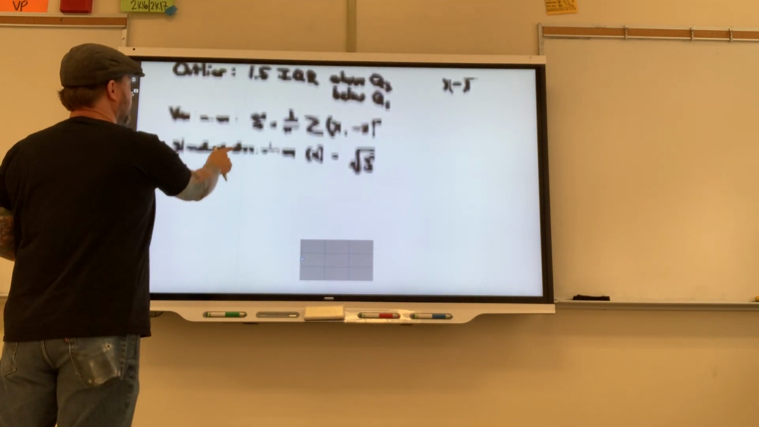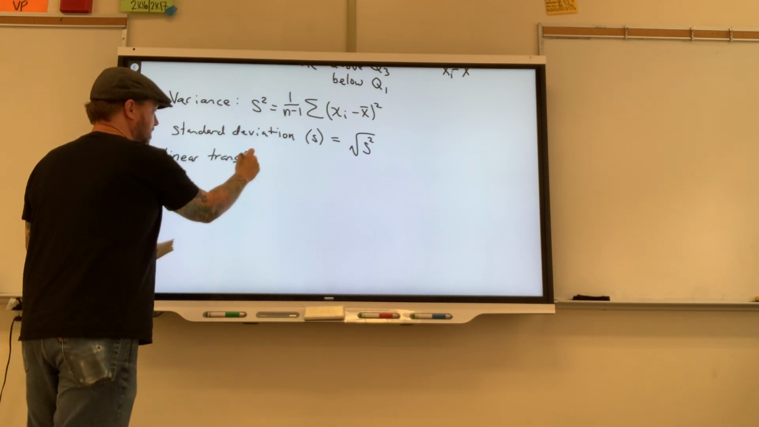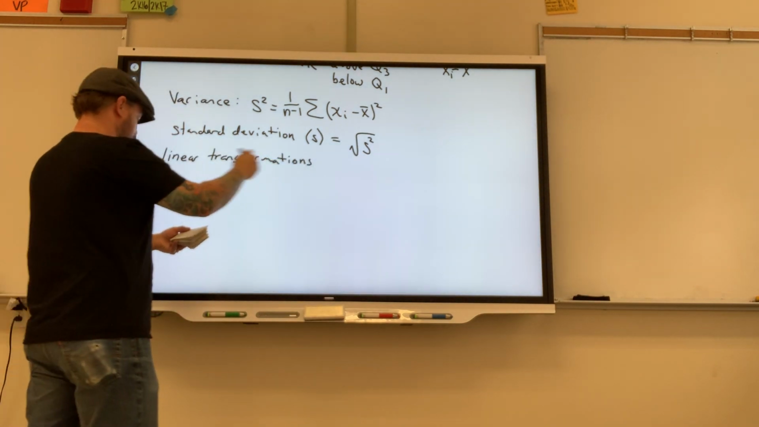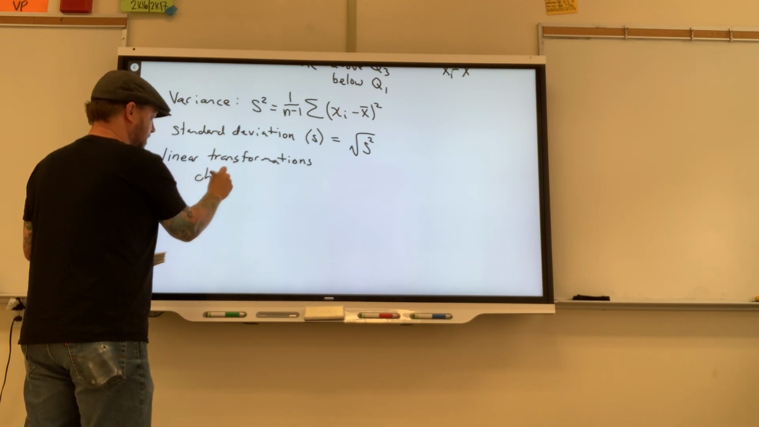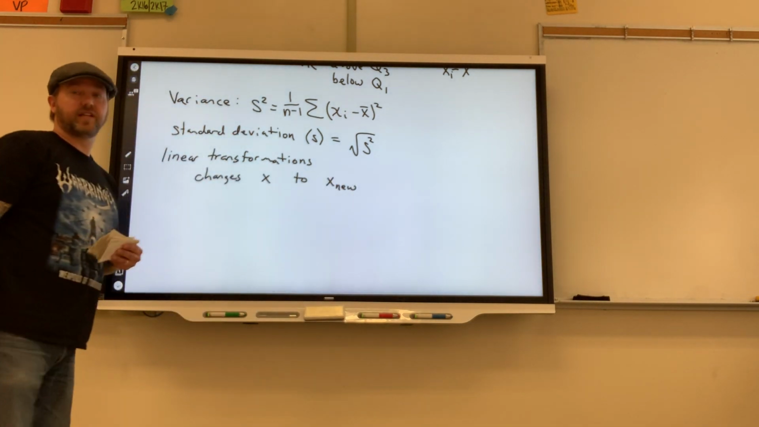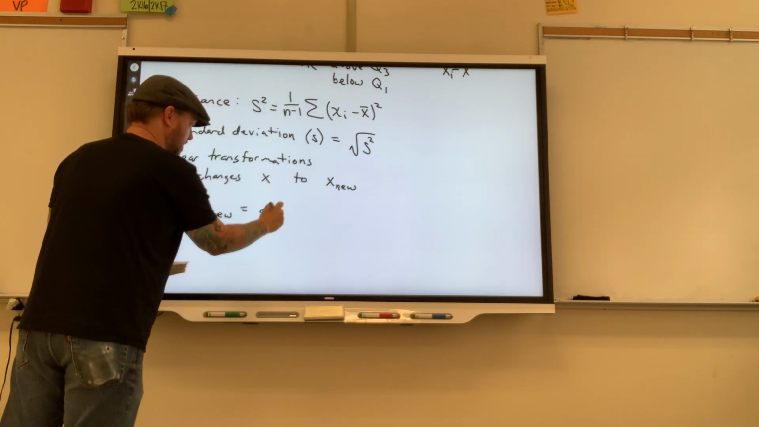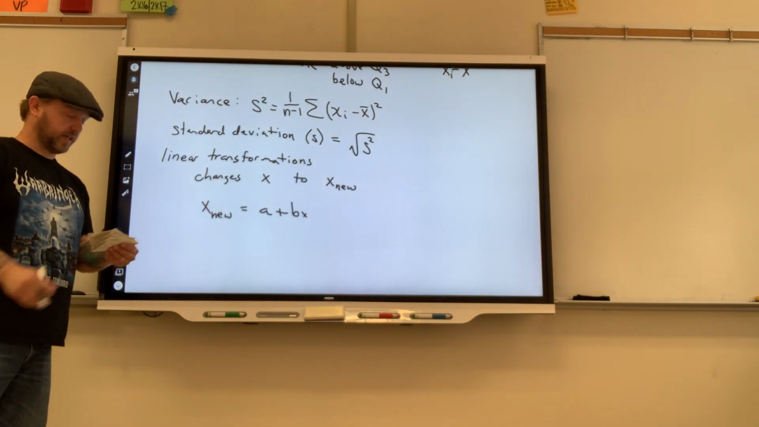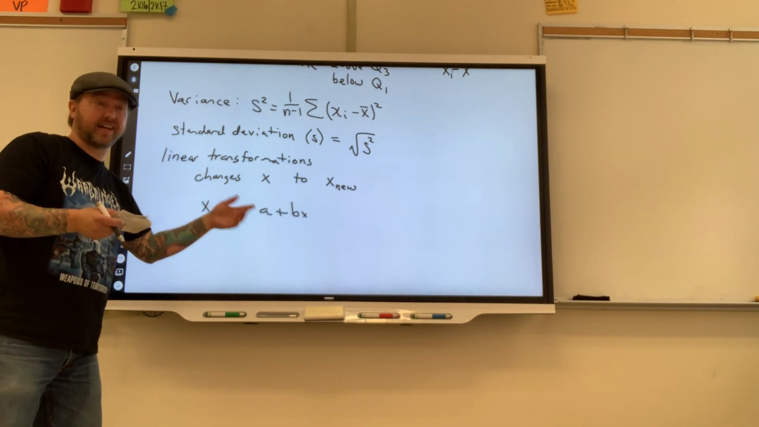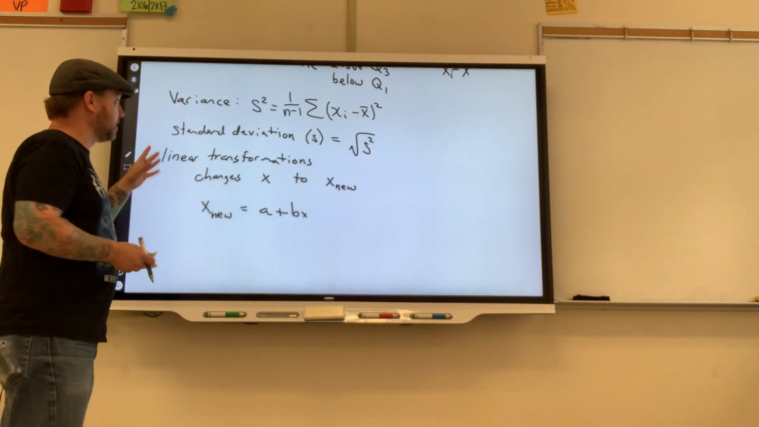All right, let's go to linear transformations. Linear transformations change x to x new, a plus bx. Okay, so we're going to add a constant, multiply a constant. Well, we multiply a constant, then add a constant because we know our order of operations. But that's about it. Okay, are we good?